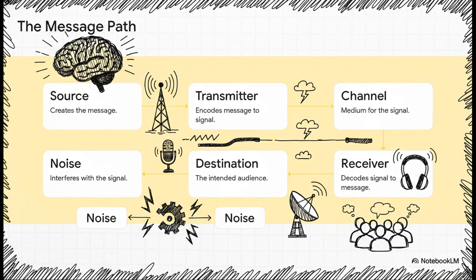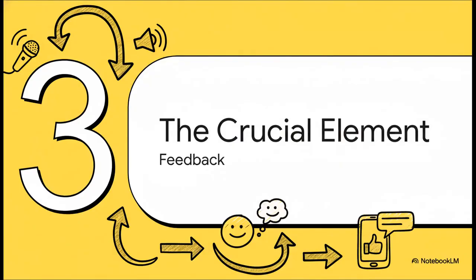But there's always a but, right? You've also got noise, and that's anything that messes with the message. It could be a bad cell connection, or in today's world, it could literally be the social media algorithm just deciding not to show your post to anyone. So for the longest time, that was the model, a simple one-way street. A message goes out and that's it.